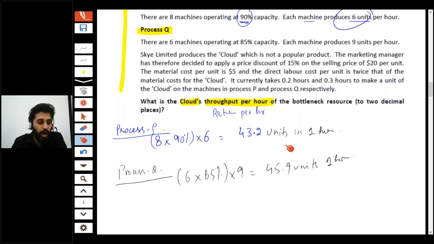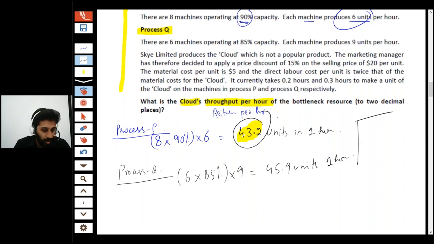All right. So which process is a bottleneck? Yes, process P is a bottleneck because in process P there are 43.2 units which are being transferred to process Q, and process Q has the ability to make 45.9 units. So which process is the bottleneck? It's obviously process P, because the output is getting restricted. Process P is the bottleneck.